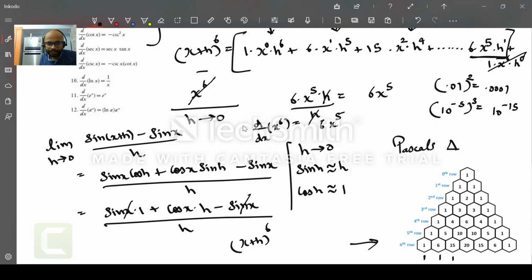So this sin x and this sin x cancel out, this h and this h cancel out, so it becomes cos x. So what does this tell me? That the derivative of sin x is cos x. That is, if you take a tangent at any point on the graph of sin x, its slope will come out to be cos of x, right?